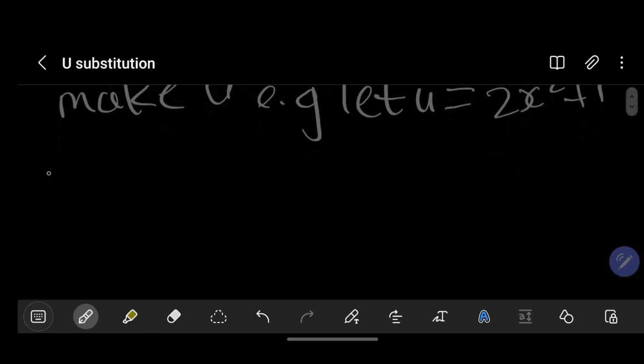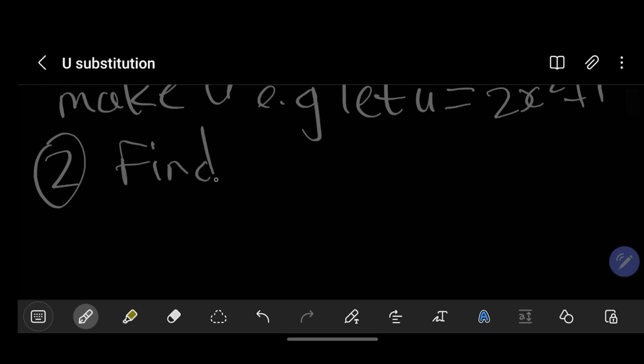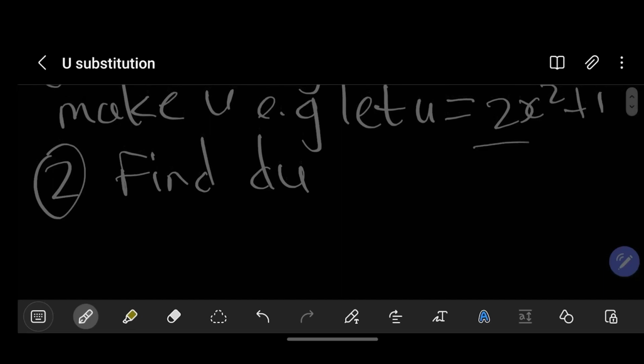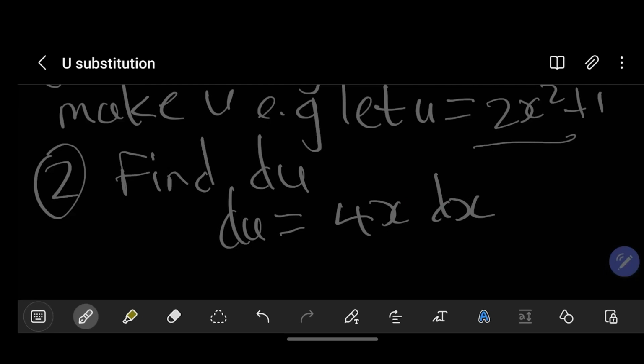Once you've done that, the second step is you need to find du. Okay, very important, you need to find du. So if we use the same example, du is equal to 4x dx. Just ensure you have the dx, you have du. So you're finding the derivative of u.